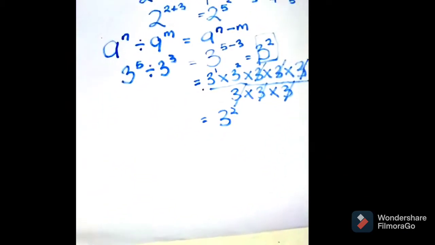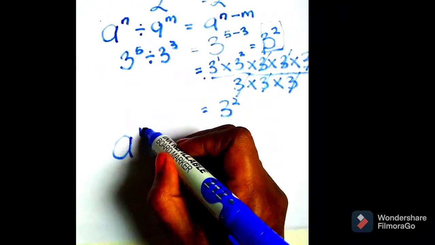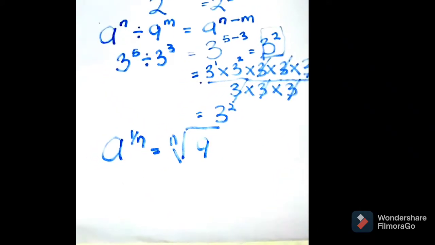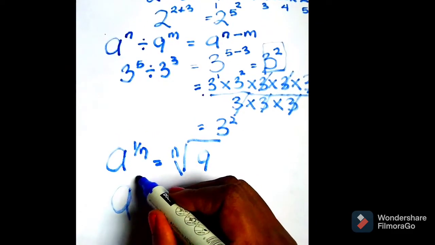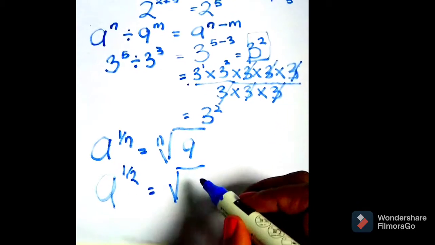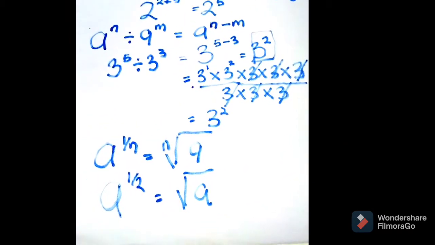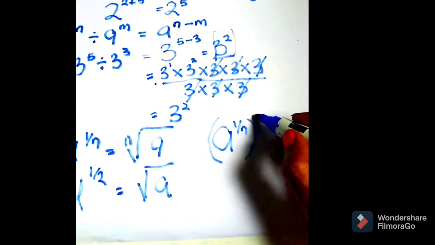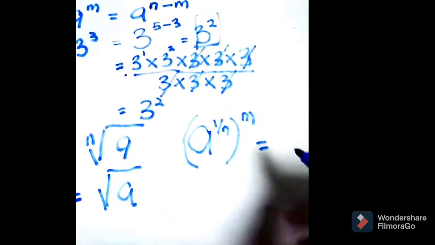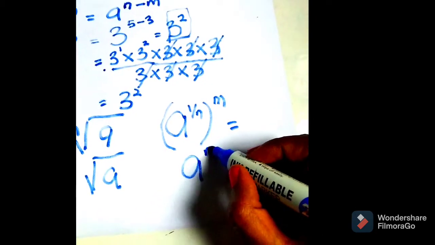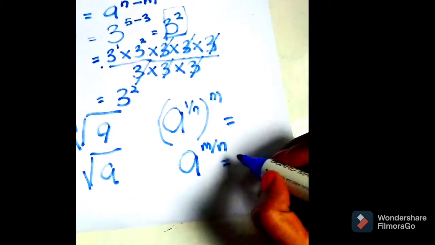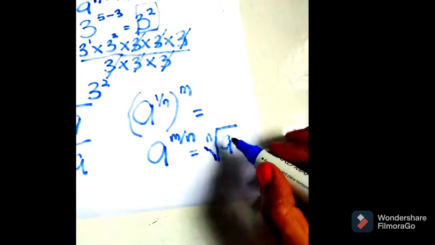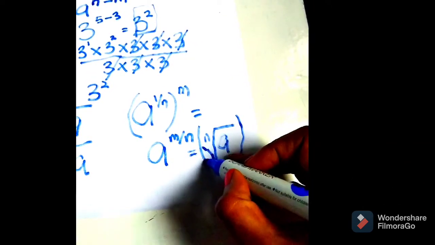And then we have some other rules. We have the quotient rule, which states that a raised to power 1 over n is the same thing as the nth root of that number. For example, a raised to power 1 over 2 means we are looking for the square root of a. This rule goes further to state that a raised to power 1 over n raised to power m gives a raised to power m over n, which is the nth root of a in brackets raised to power m.